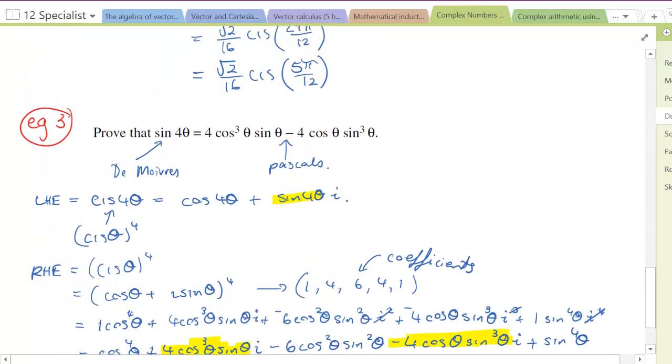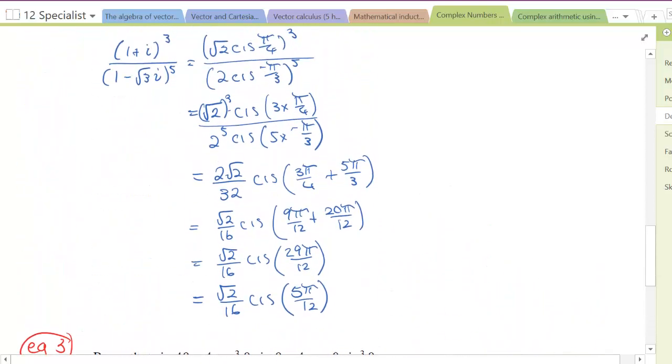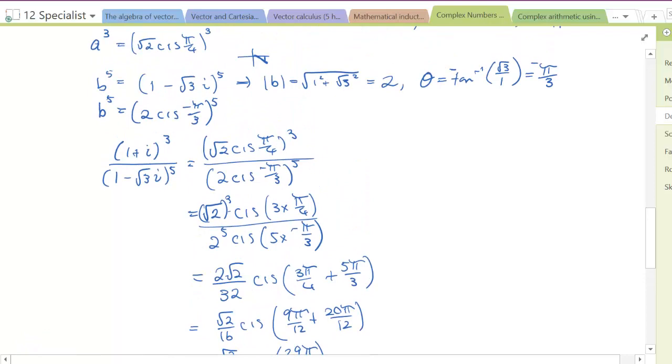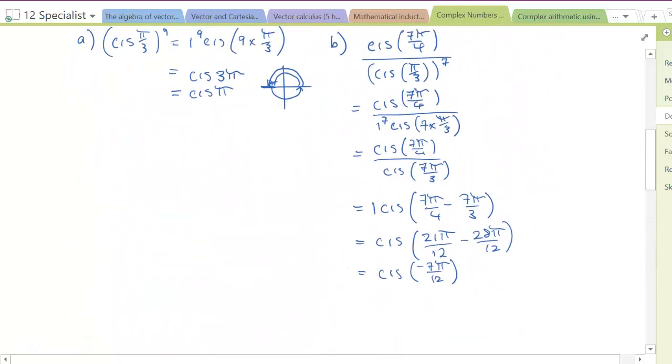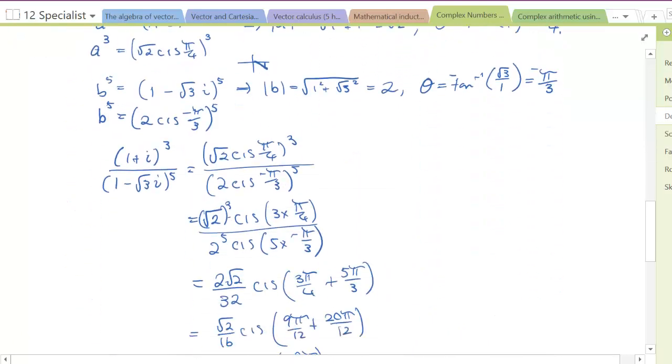Okay, so that concludes the lesson. Make sure you understand the first two examples fully, and hopefully you can get your head around that third example.